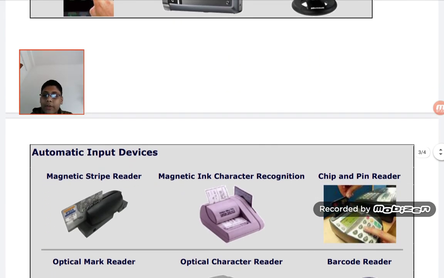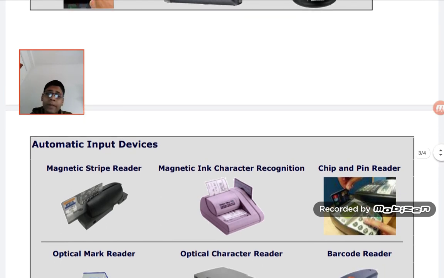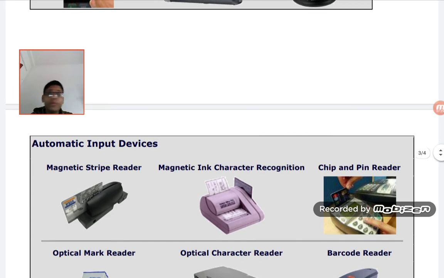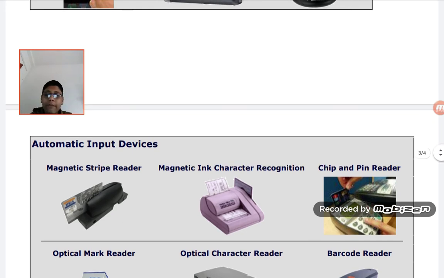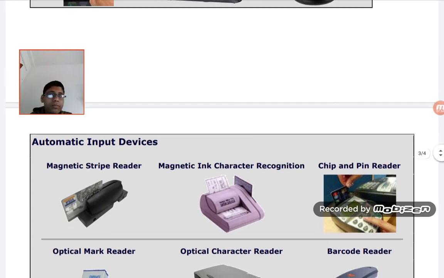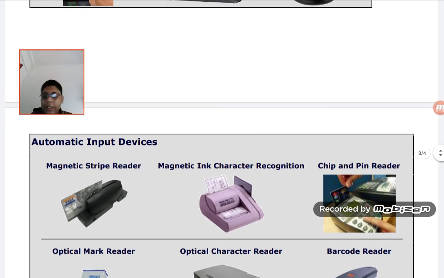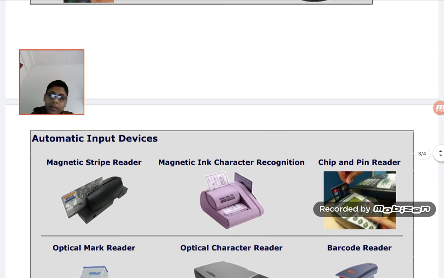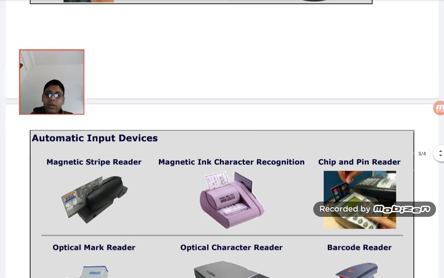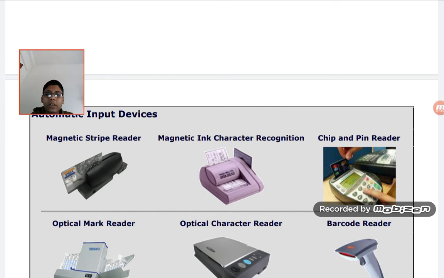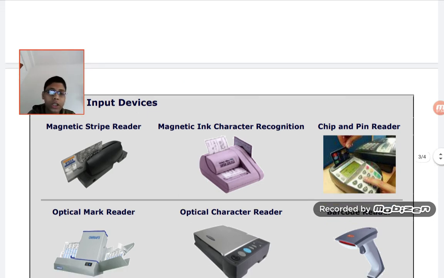Now automatic input devices. Some automatic input devices are magnetic strip reader. That means you go to a shop and then you buy things and you have no cash. Then what will you do? You swipe your Visa, or any card you have, credit card, etc. You can take the money out from that. Okay. Now magnetic ink character recognition. See carefully, this is magnetic ink character recognition. Here you can make any notes, rupees, dollars, etc.